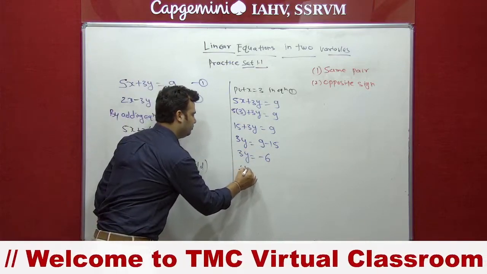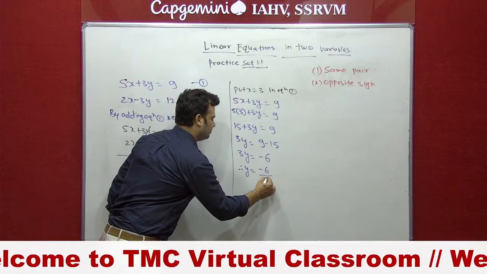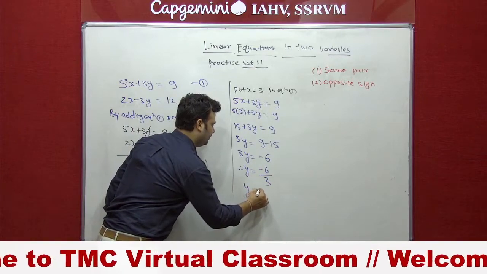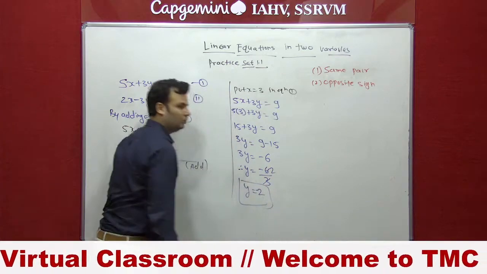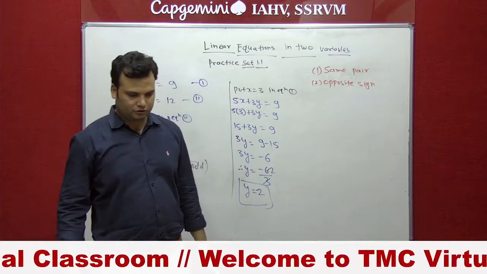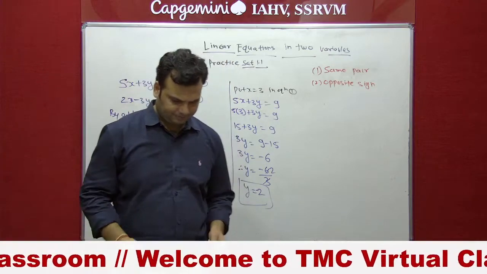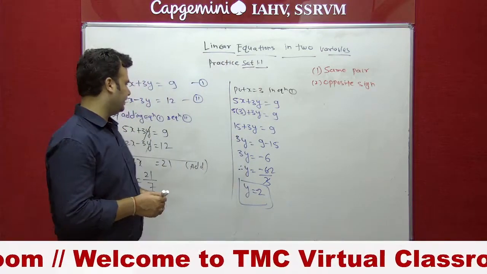Now we have to find the value of y. Minus 6 upon 3. The answer is, 3 twos are 6, so the answer is minus 2. So now you can see in the textbook also the answer is given as minus 2. So that is x and y.